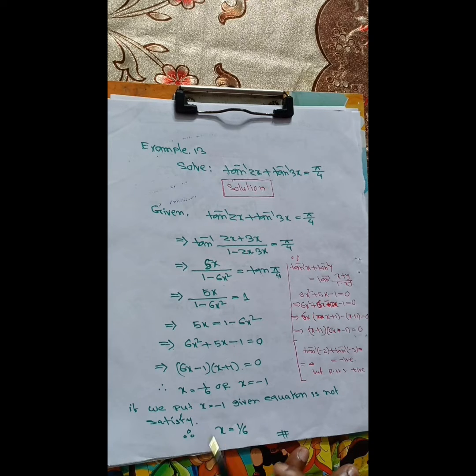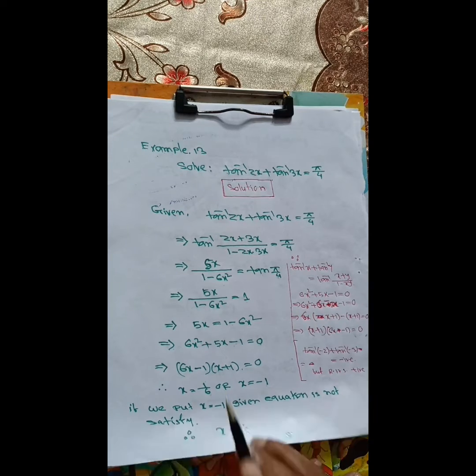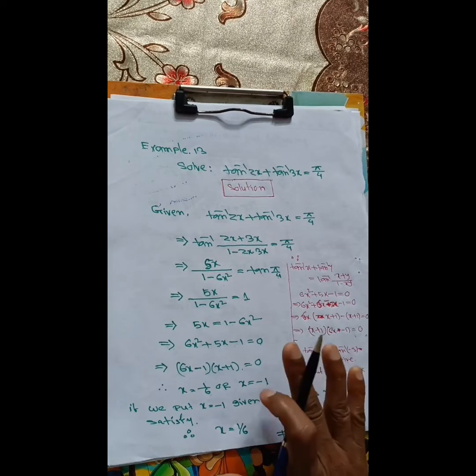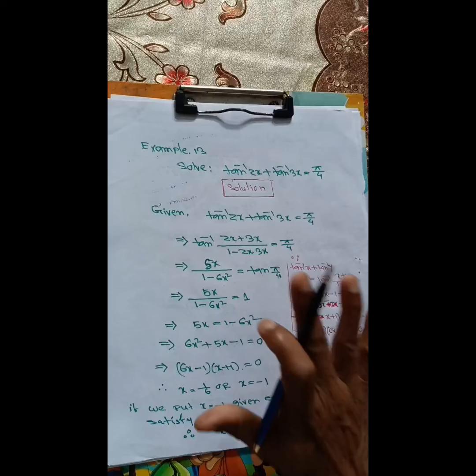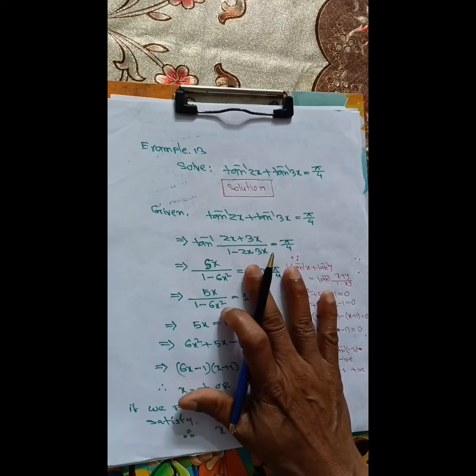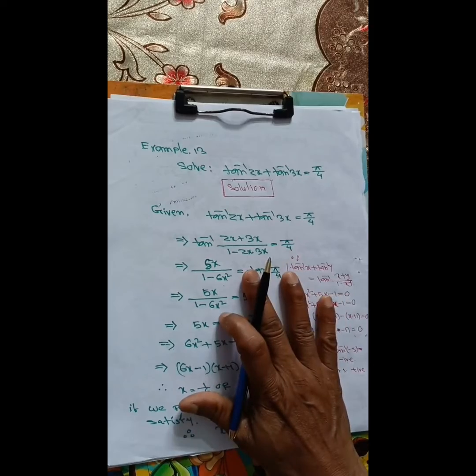That means if we put x is equal to minus 1, then we get this side positive, but the other side is negative. So this is not possible. So the answer will be x is equal to 1/6. Okay, this is a very simple solution. This is a very important question to solve.